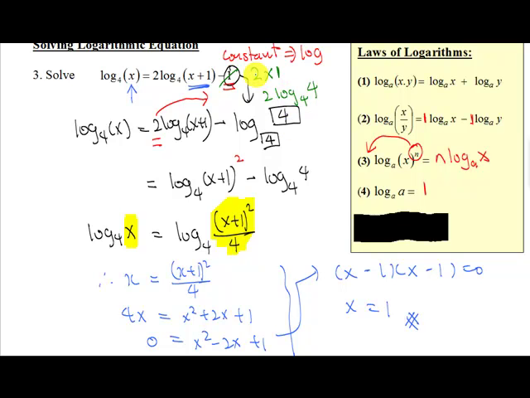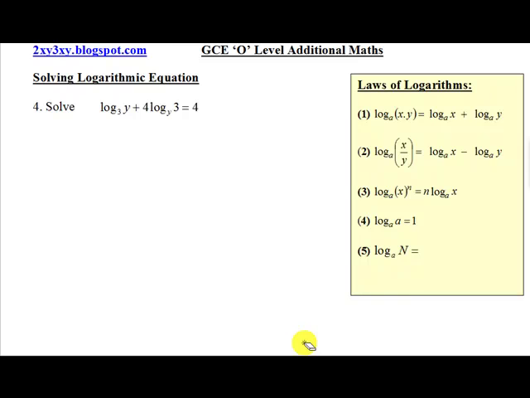Similarly, if you have a 3, you can just rewrite as 3 multiplied by 1, and 1 you can always rewrite as log base 4. Okay, why do I have to rewrite as log base 4? Because the base of this question is 4, so I will follow the question. Let's take a look at question number 4.